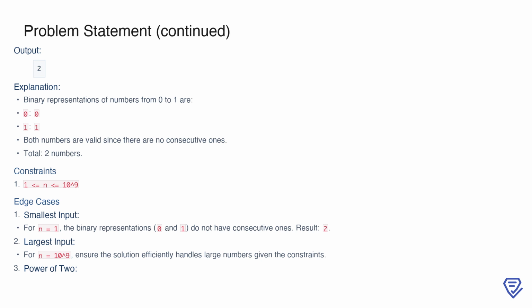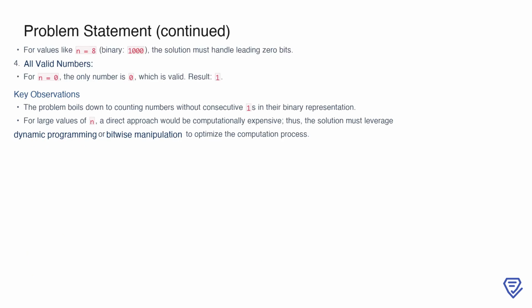The problem also specifies certain constraints and edge cases to keep in mind. For instance, the smallest input, n equals 1, is straightforward since there are only 2 numbers to check. On the other hand, for the largest input, n equals 10^9, we need to ensure that the solution is efficient and can handle such a large range. Additionally, there are specific cases such as when n is a power of 2, like n equals 8, where the binary representation contains leading zeros beyond the most significant bit. In such scenarios, the solution must correctly account for these leading zeros. For n equals 0, the only number in the range is 0, which is valid, resulting in a count of 1.